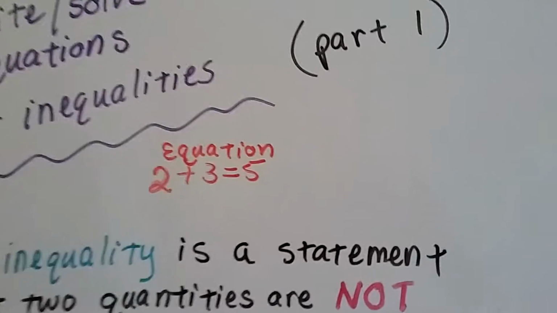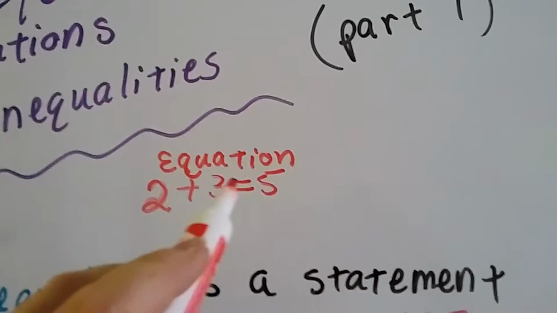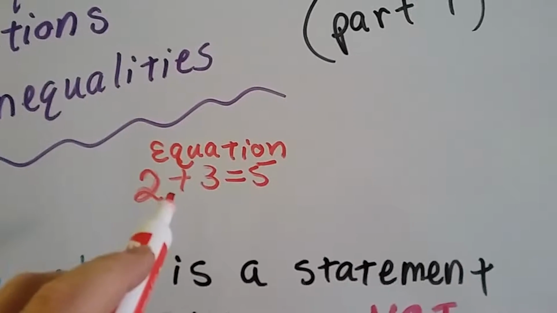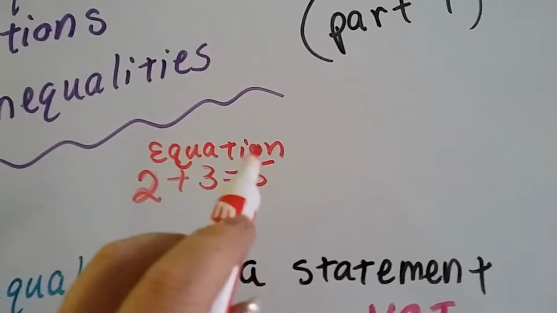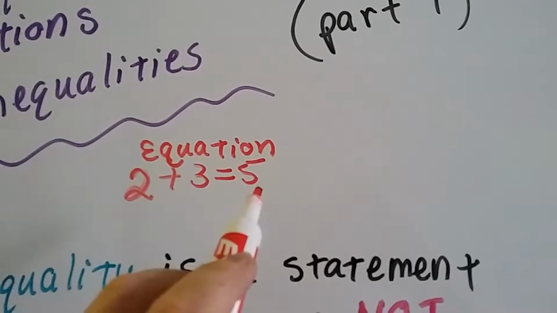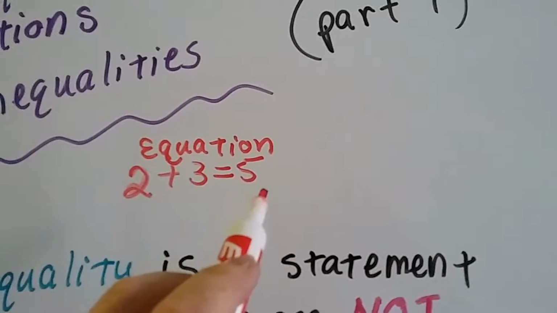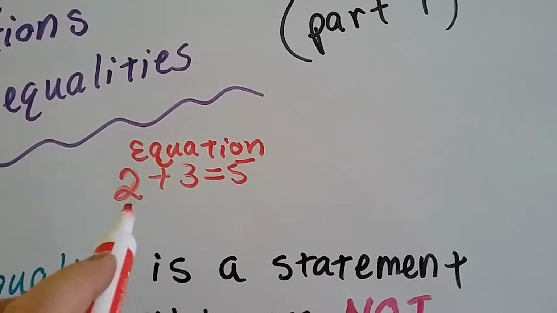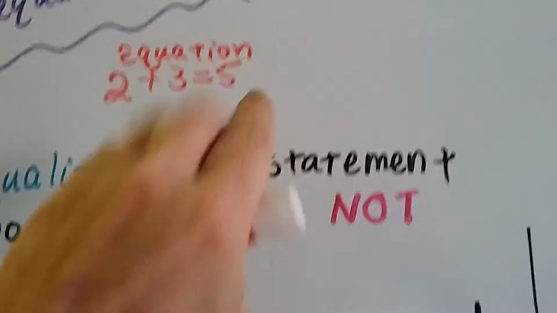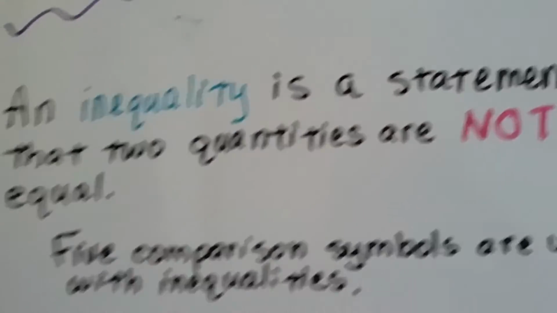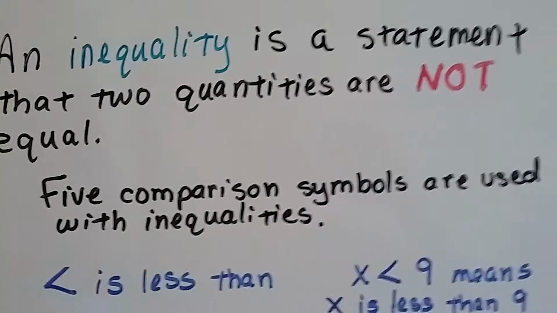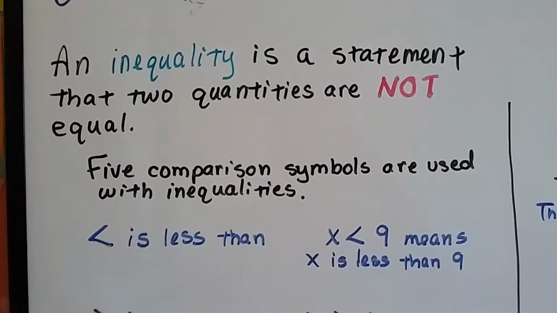We've learned that an equation has an equal sign, and whatever is on one side of the equal sign balances and is the same as the other side of the equal sign. 5 is the same as 2 plus 3. That's an equation, okay? Well, an inequality is a statement that two quantities are not equal.